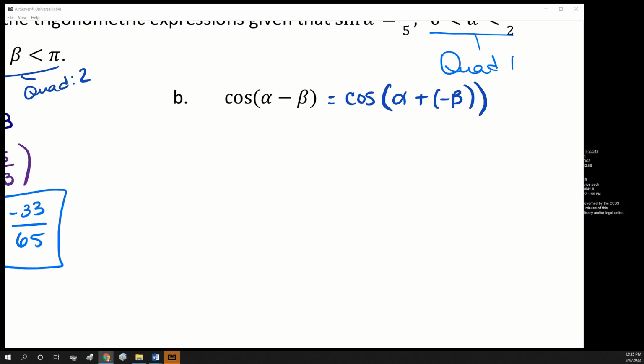Okay, and then we go to our identity sheets. And in the place of S, we're going to put in alpha. And in the place of T, we're going to put in negative beta. And so make sure you're looking at the cosine one for sum of angles.